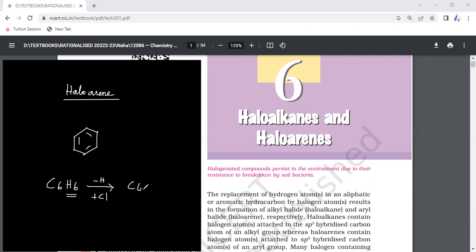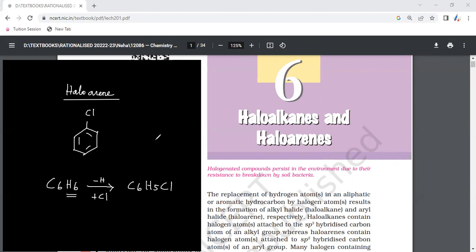One hydrogen is being displaced by one chlorine atom. In the sense, you'll be getting C6H5Cl, chlorobenzene. So the chlorobenzene can be represented like this. So this is a haloarene. In this chapter, we are going to learn about haloalkanes and haloarenes.